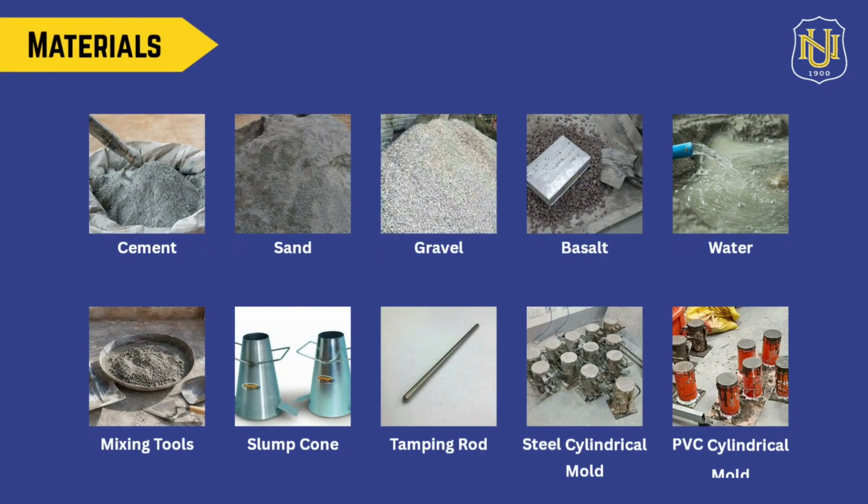The materials used in this experiment include ordinary Portland cement, fine aggregate or sand, conventional coarse aggregate or gravel, basalt aggregate, and potable water. The equipment used includes weighing scales, mixing tools, slump cone apparatus, tamping rods, steel molds, and PVC cylindrical molds with dimensions of 4 inches by 8 inches.